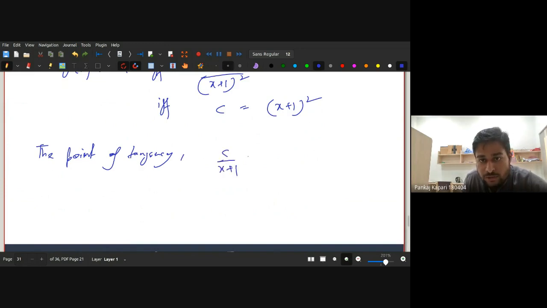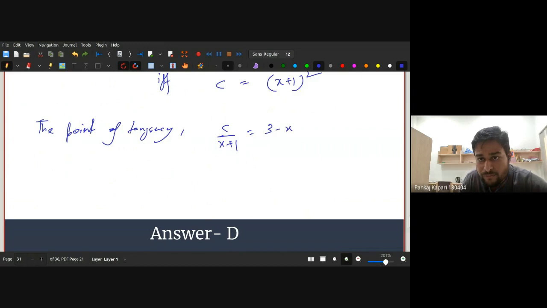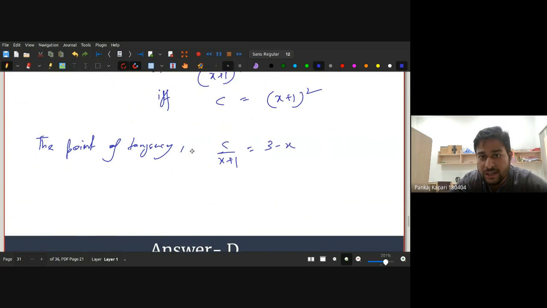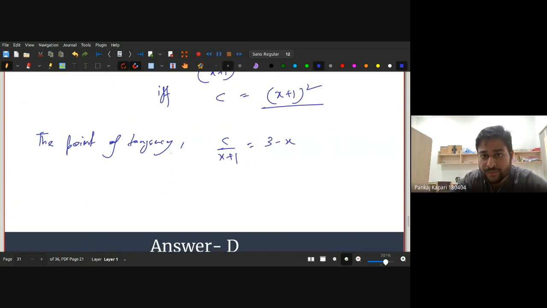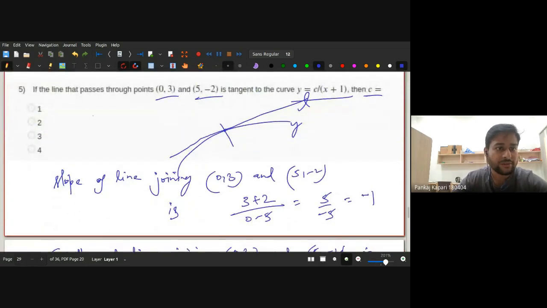The point of tangency gives that c over x plus 1 must be equal to 3 minus x, right? But you can see that c is equal to x plus 1 whole square. Now this is equivalent to x plus 1 being equal to 3 minus x, which is equivalent to 2x being equal to 2, and if and only if x equal to 1, right? And therefore c must be equal to 4, right? So the fourth option is correct here.